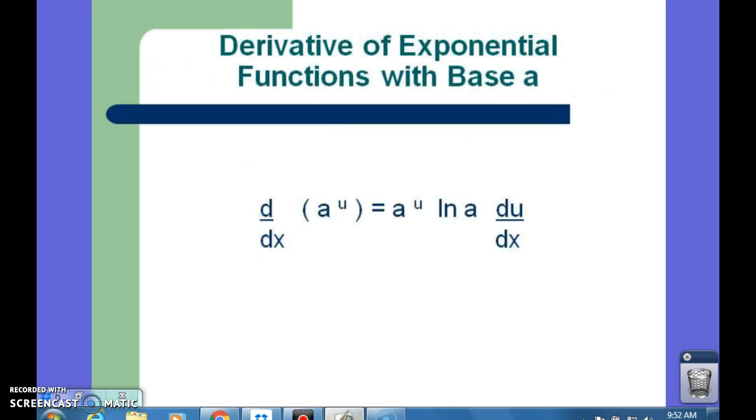And lastly, this is if you have a number raised to a function. So now let's say I have 2 to the x cubed. You treat it like the e to the x. The a to the u stays. Then you multiply by ln of a and then times the derivative of the exponent. That one, I don't have the derivation, like where it came from. But this one, you just memorize it.